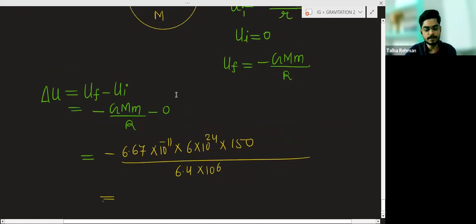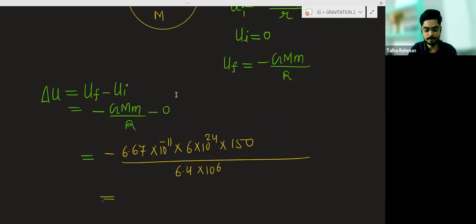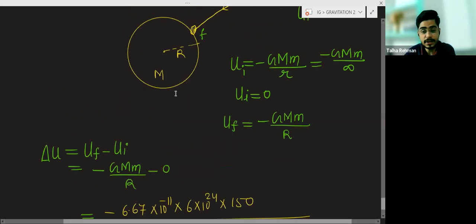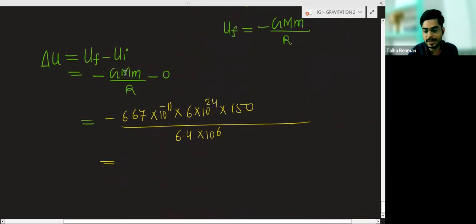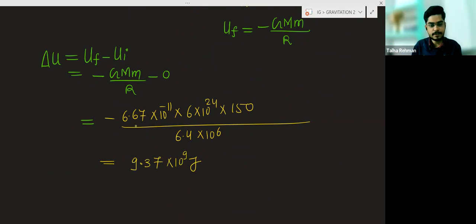Change in potential energy, no? So change in potential energy will come out to be the value I calculated already. Oh, they are asking change in the gravitational potential energy, no? So change in the gravitational potential energy will be 9.37 into 10 to the power 9 joule. You should also calculate this. Just please do it by yourself also, and negative sign is there.